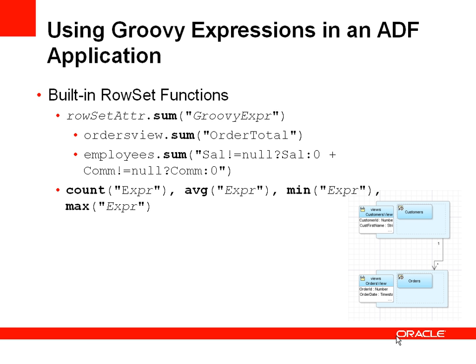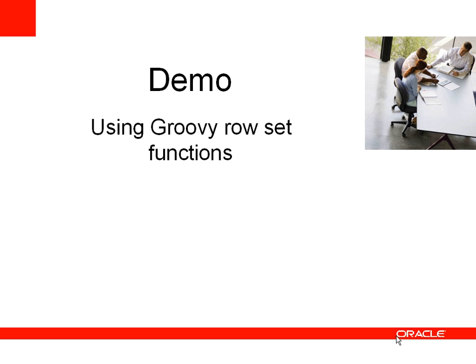So here's an example of orders view, which is a view accessor, dot, and then the function, which in this case is sum, and then the parameter is which attribute within orders that we want to perform the sum over. In this case, the sum of the order total. And again, let's show a demonstration of row set functions in Groovy.